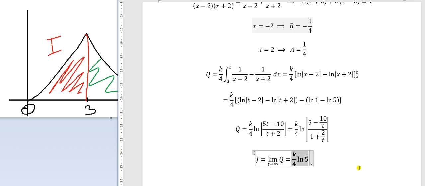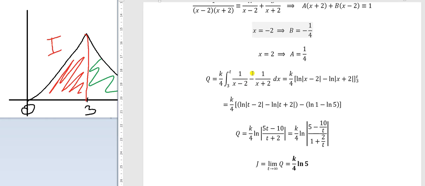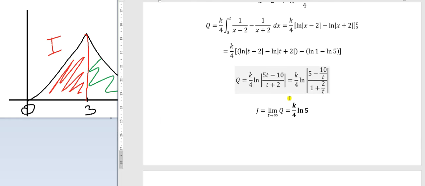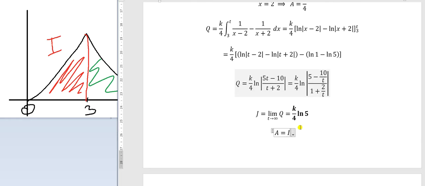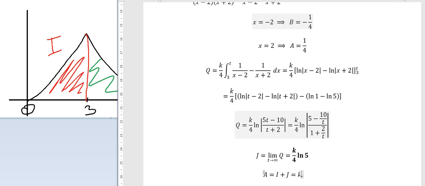Now that was j. We already found i. This is why it's so helpful to label things. We've got the value of i, we've got the value of j. We know that to get the area, we would need to add the two. So the area is i plus j, which is going to be k over 2 ln of 5 over 2 plus k over 4 ln of 5.